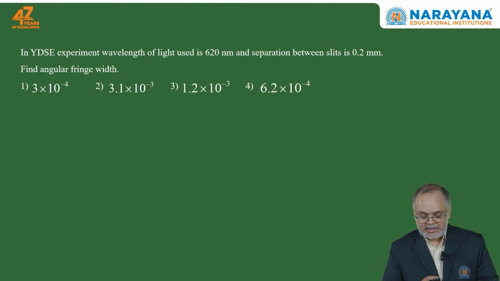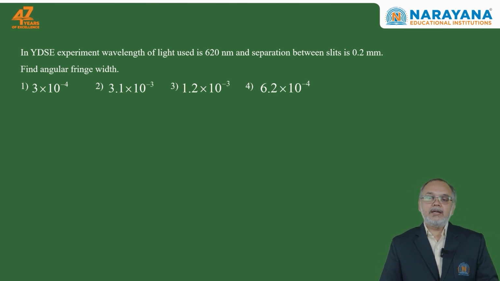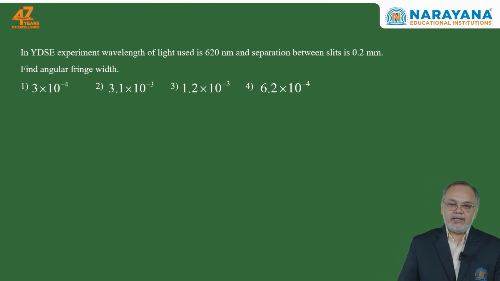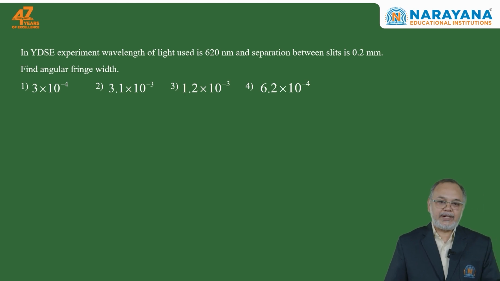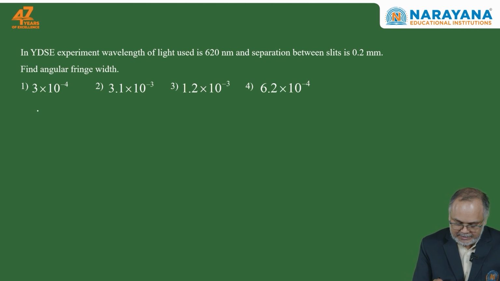Next problem we see here is related to the wave optics chapter. Given that in YDSE experiment, wavelength of light used is 620 nanometer and separation between slits is 0.2 millimeter. Find the angular fringe width. So angular fringe width, what we can write? We can write delta theta, angular fringe width.